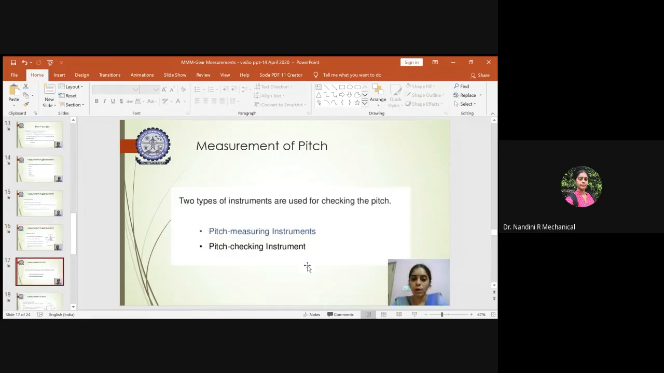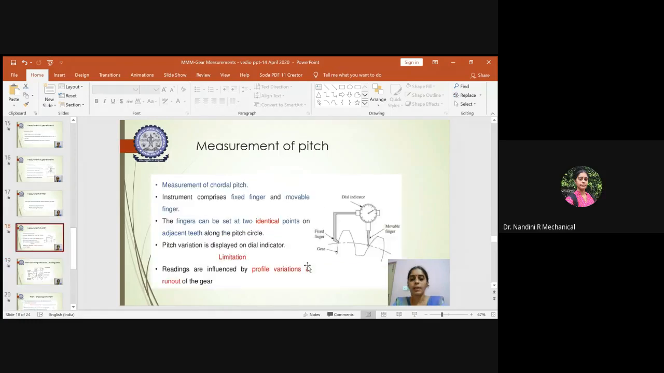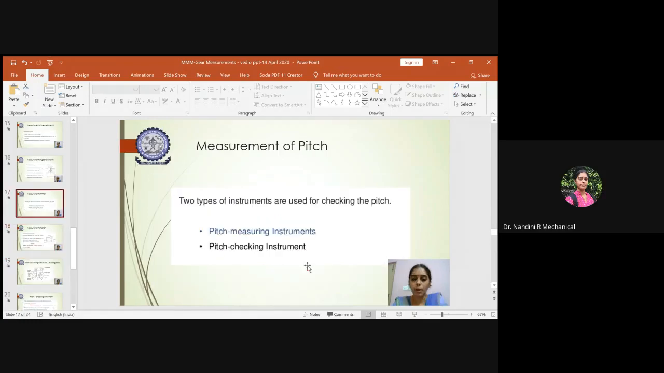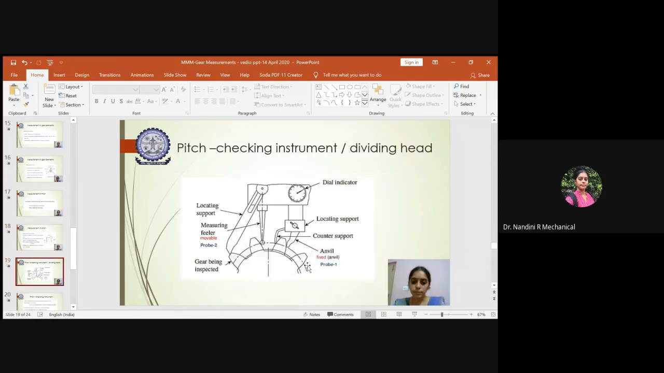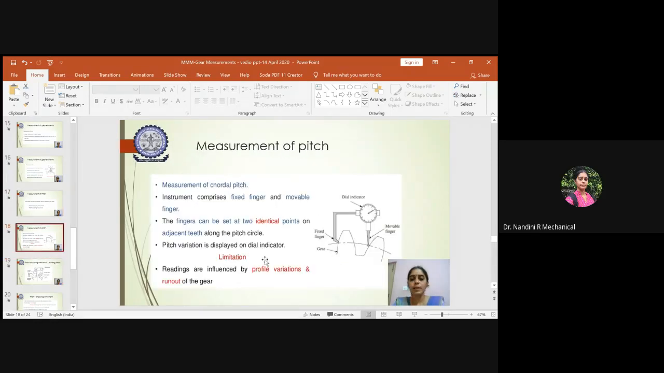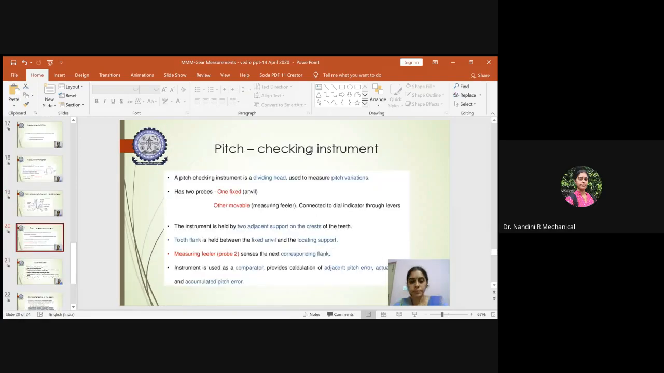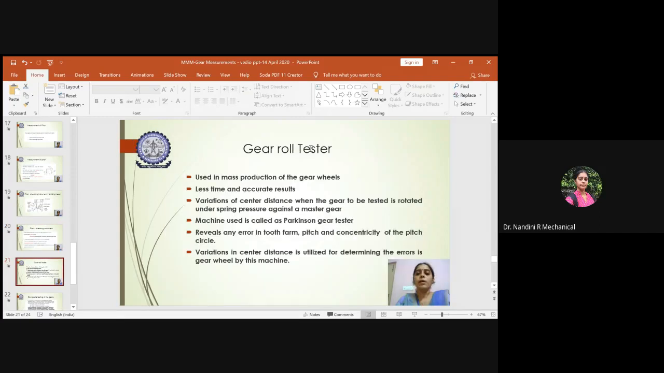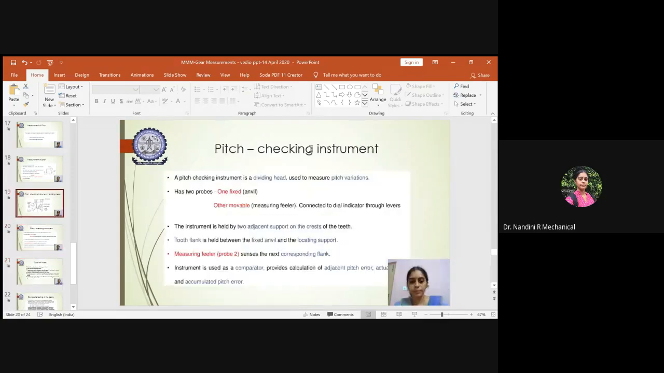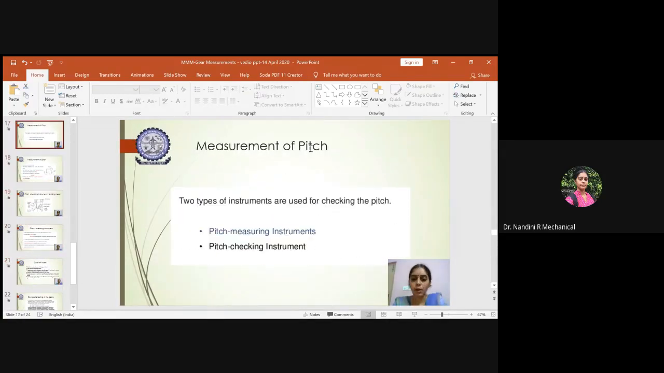We used two instruments for the measurement of the pitch, which were the pitch measuring instrument and the pitch checking instrument. So how does the measurement of pitch take place with the pitch measuring instrument and the pitch checking instrument? We also dealt with the limitations of measuring pitch using the pitch measuring instrument. Then we went on to the pitch checking instrument, how it works and what its limitations are. Then the other instrument was the gear roller tester.